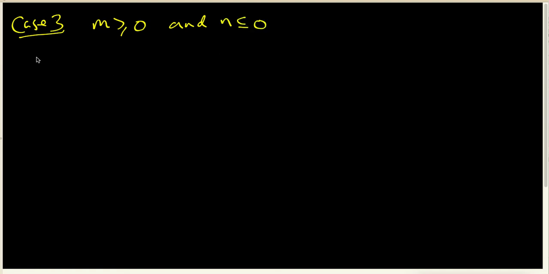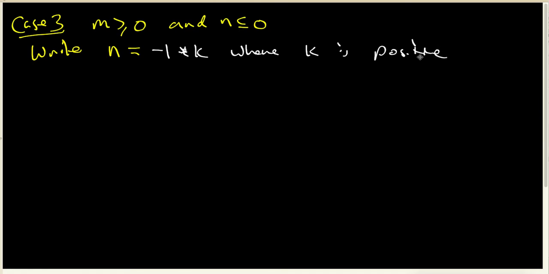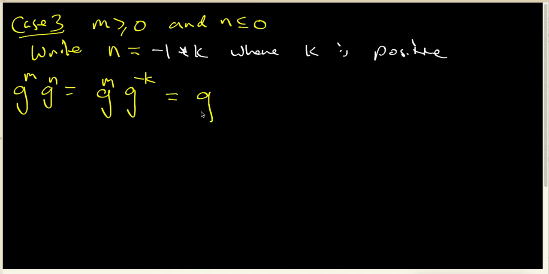Now, just like before, I am going to choose to write that negative n as negative 1 times k, where k is positive. And when I do that, we see that g to the m times g to the n becomes g to the m times g to the minus k, but I know how to deal with minus k. This will be g to the m times g inverse to the k, and k is positive.